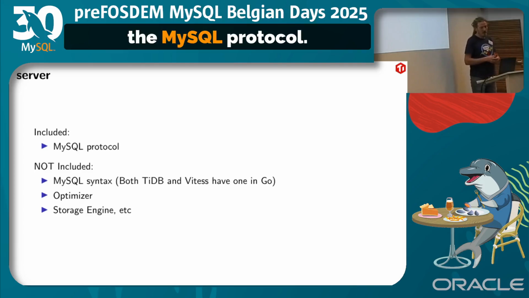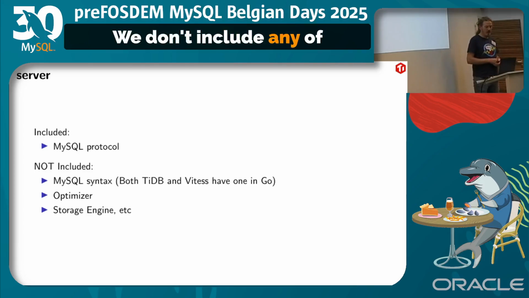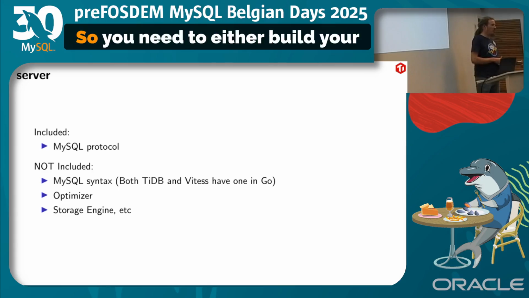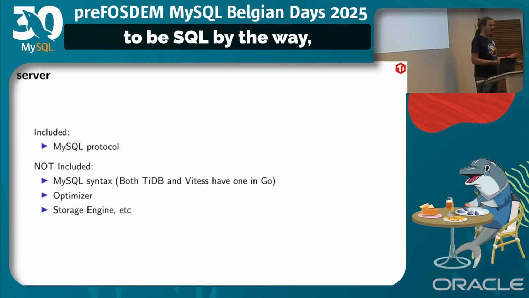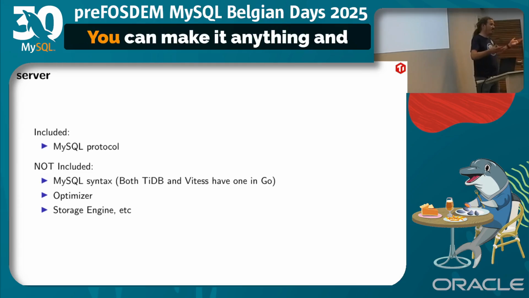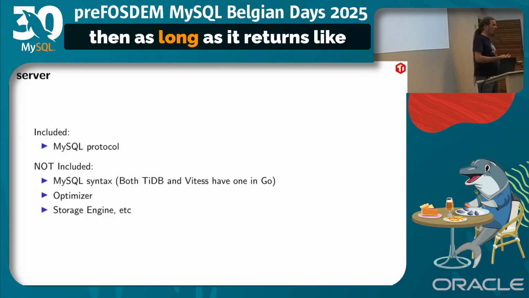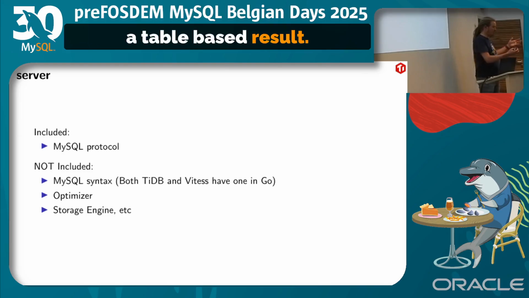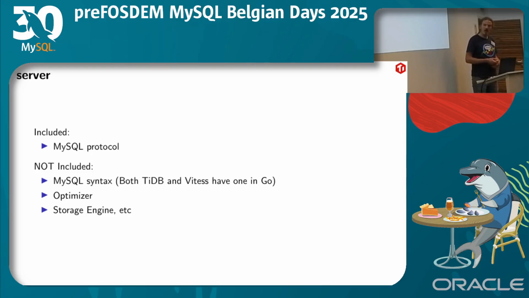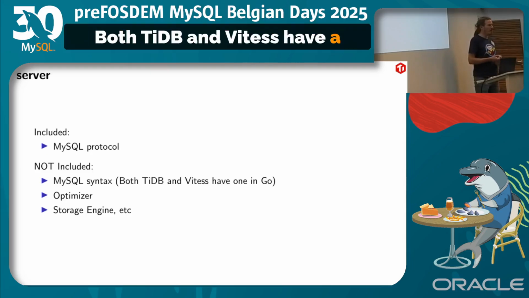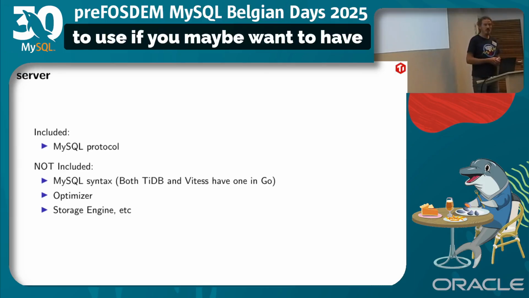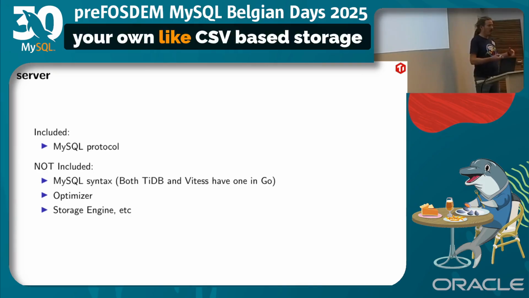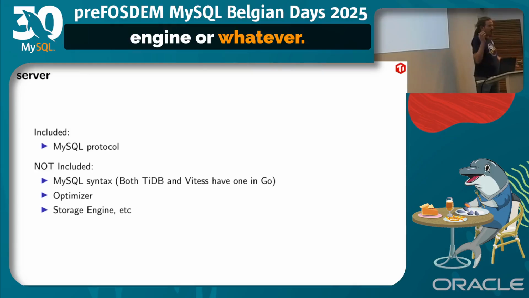So what's included is the MySQL protocol. We don't include any of the MySQL syntax. So you need to either build your own parser, which does not have to be SQL, by the way. It's just a query string. You can make it anything. And then as long as it returns a table-based result set, that's fine. Both TiDB and Vitess have a parser, which I think is in both cases reusable. So that's one of the other building blocks you might want to use if you maybe want to have your own CSV-based storage engine or whatever.